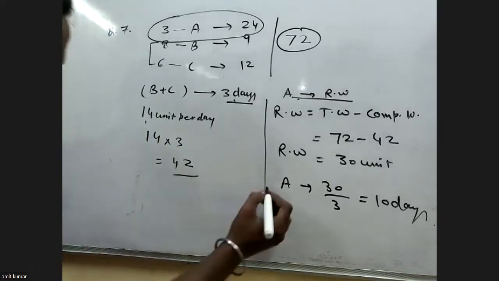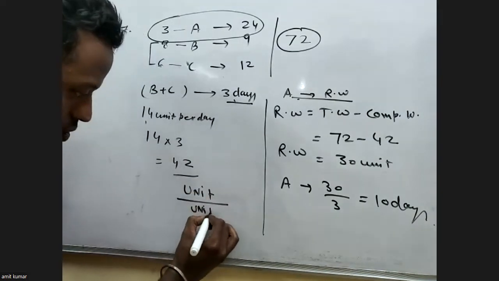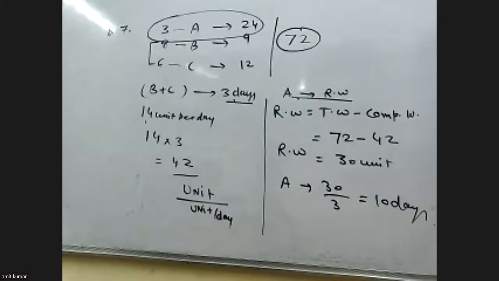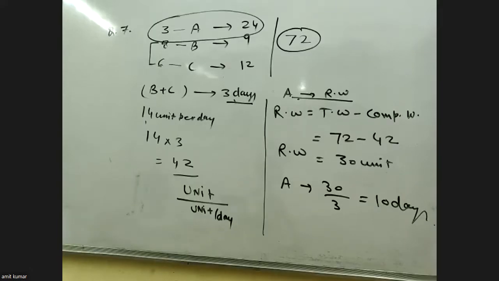That is units divided by units per day. So you will get the number of days he will take to make 30 units. Is it clear? Yes, sir. Okay, note it down. If anybody has any doubt, let me know.